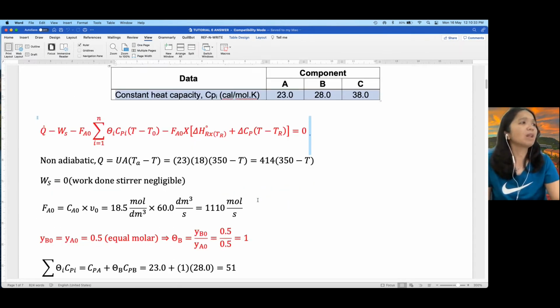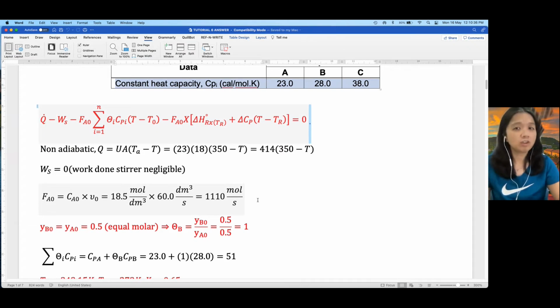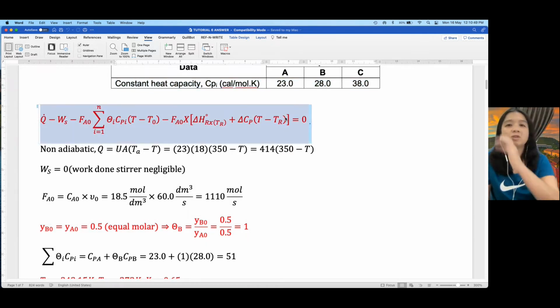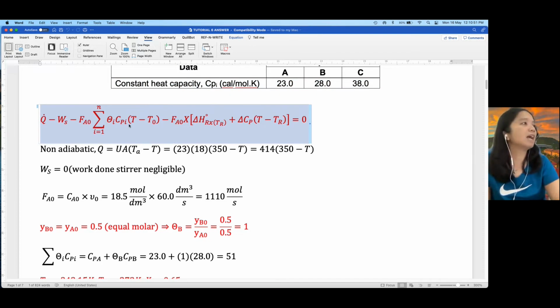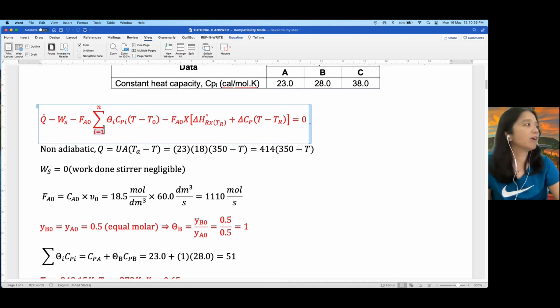Okay, so how do we solve this? This is very straightforward, right? I know X. I know it's non-isothermal. I want to find the reaction temperature. So naturally, you will look at the heat energy balance equation first. The energy balance equation is given in the red font equation, right? So what we do is we first find, one by one, the values of each of the variables, and then we substitute into the equation.